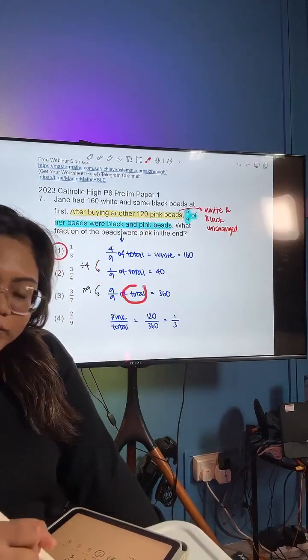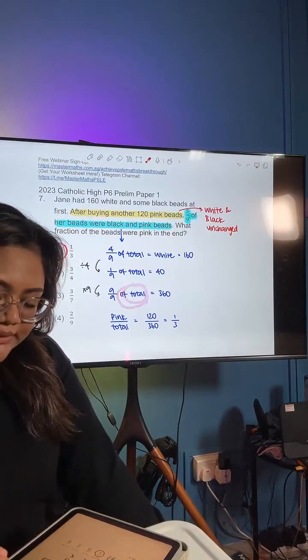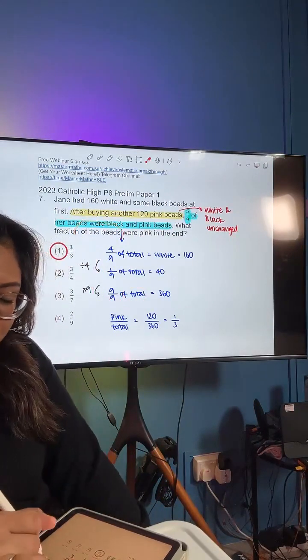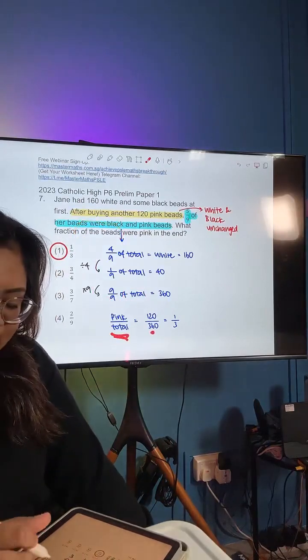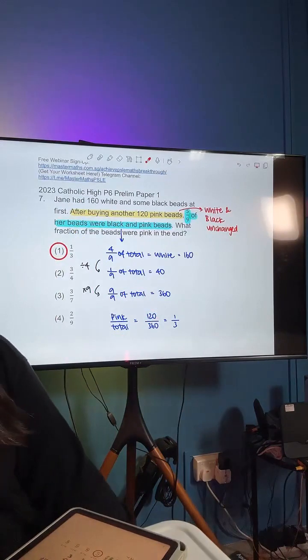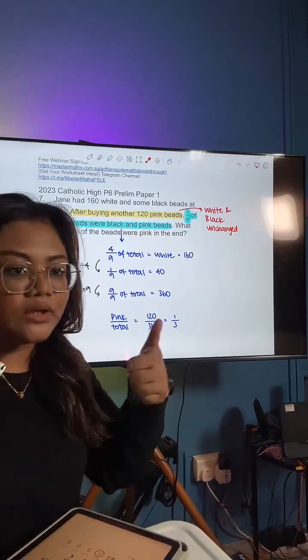Then I can find the total. Why I want the total? Because they say what fraction of the bits, meaning the total. I want my total in the denominator, which is 360. Pink is 120. Hence, 1 out of 3. Okay? 1 out of 3. Alright.